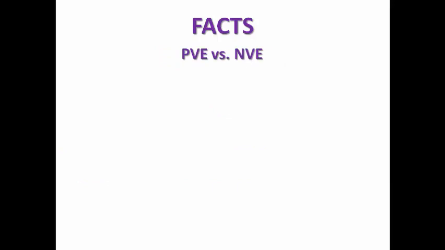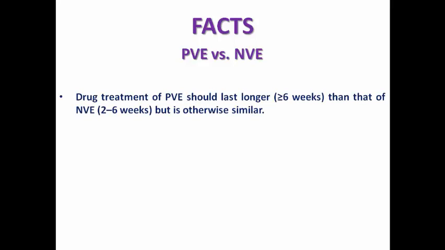When we compare prosthetic valve with native valve endocarditis, of course the duration of treatment for the prosthetic valve endocarditis lasts longer, for at least 6 weeks or more. For native, it is 2 to 6 weeks. So for example, if the patient improves after 2, 3, or 4 weeks, we can stop antibiotics if we have evidence of complete resolution of the infection. But in the prosthetic valve, at least 6 weeks.